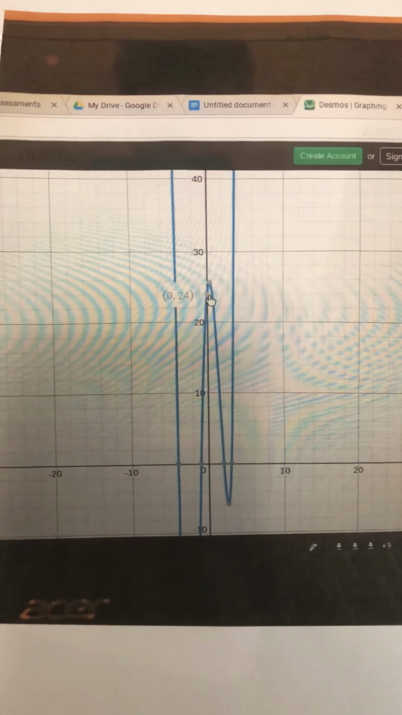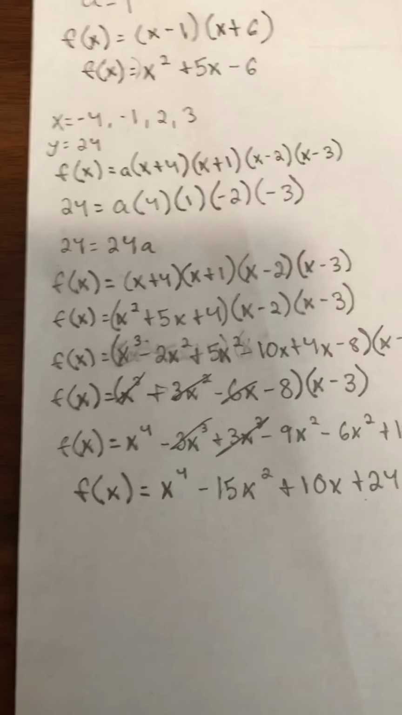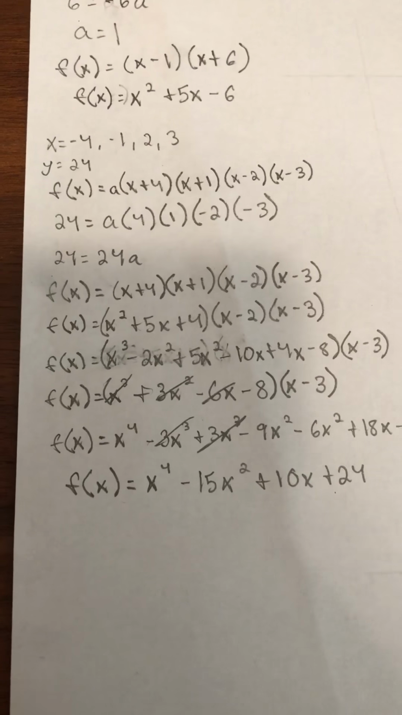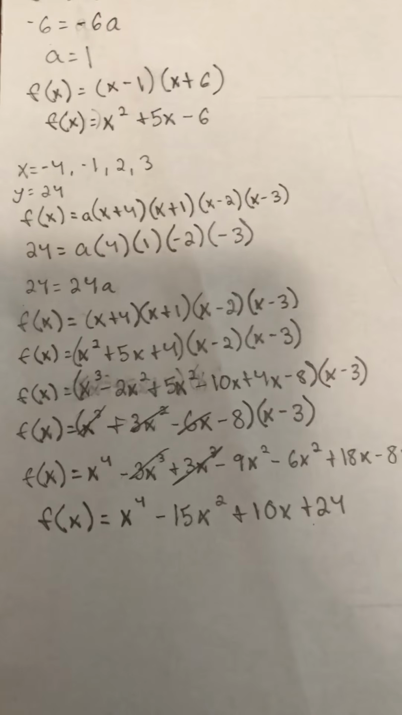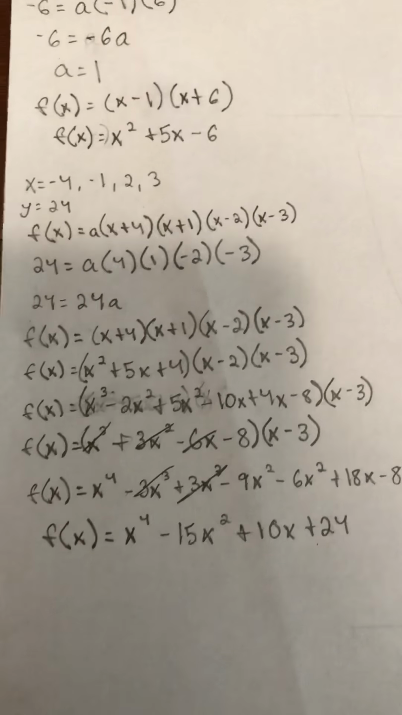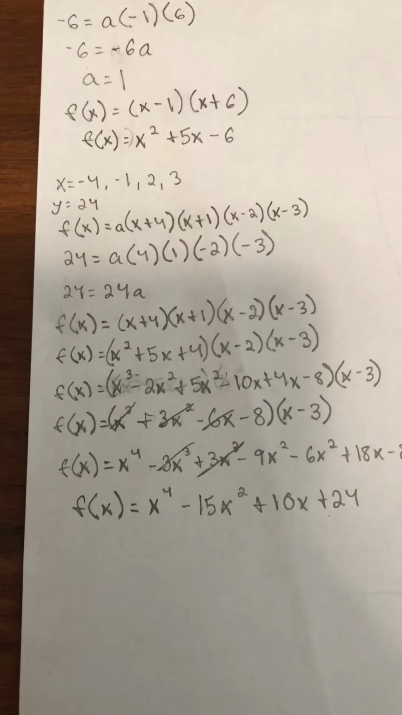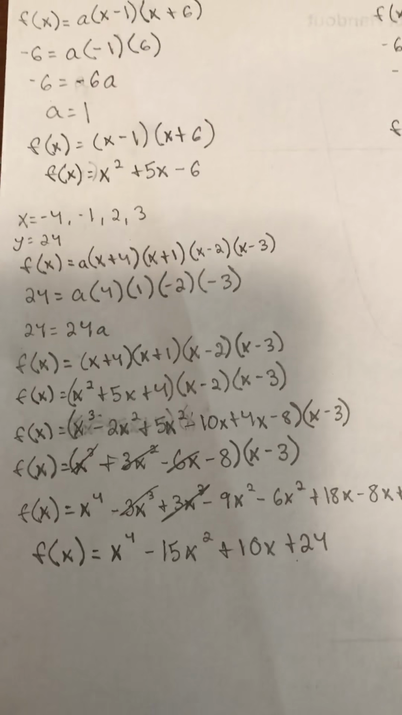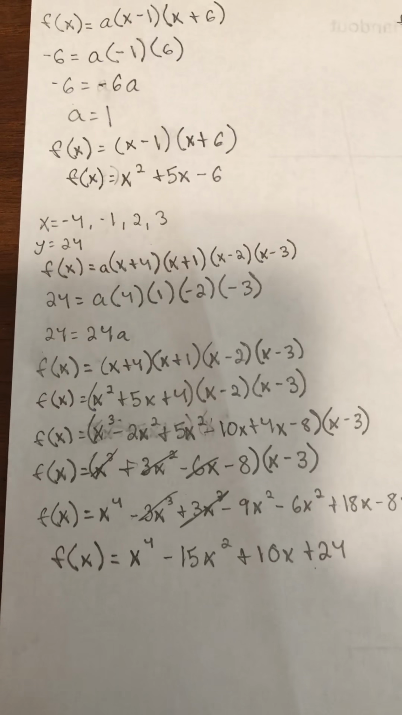Now for our fourth degree graph, here it is here. Our x values here are -4, -1, 2, and 3. And our point given to us is 0, 24. A for our coefficient placeholder again, and then our values x plus 4, x plus 1, x minus 2, and x minus 3.